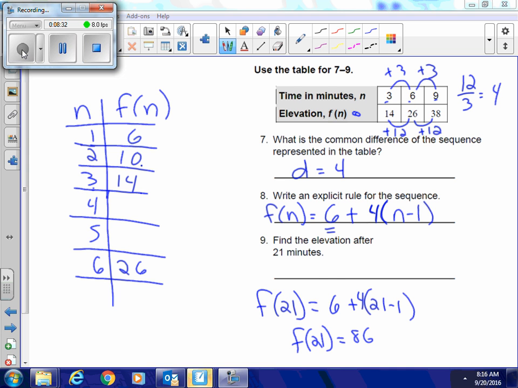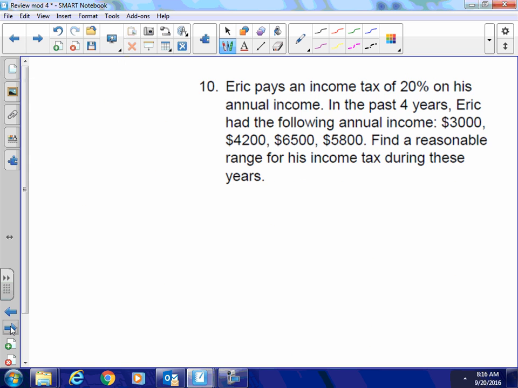And did they give us any units on this? I don't see units. It might be feet. A problem like this would normally tell you the units. So look for that in an answer like this on your quiz.